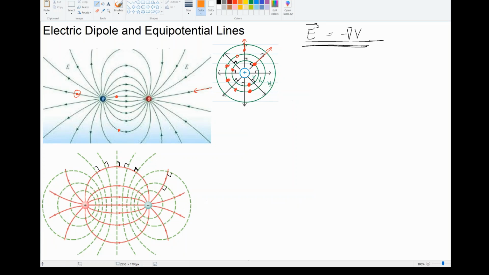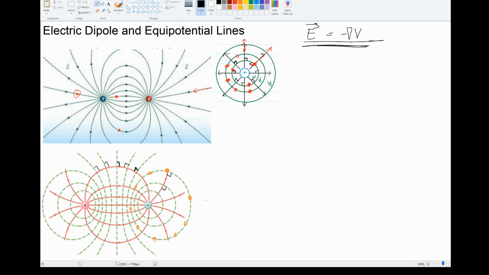But if I were to put a charge, let's say here, that charge has a certain potential. And if I move it anywhere along the green line, it has the same potential measured in volts. Anywhere along that line, same potential. And there's nothing particularly interesting about the line that I chose. I could have made the same argument with any green dashed line.